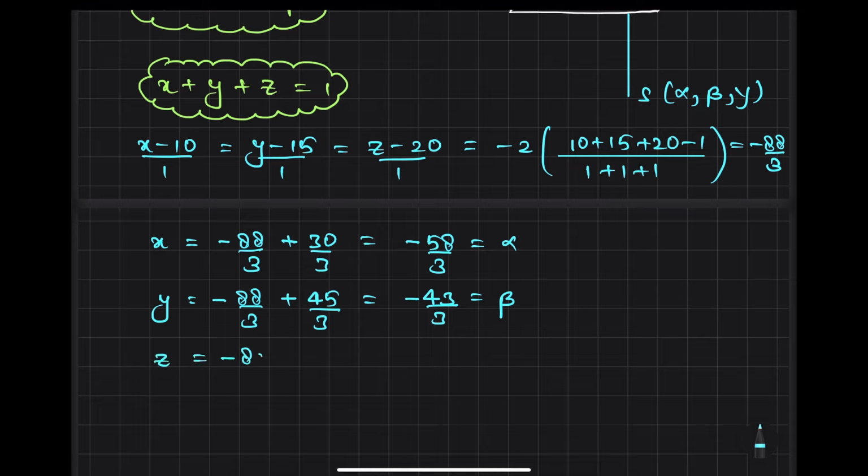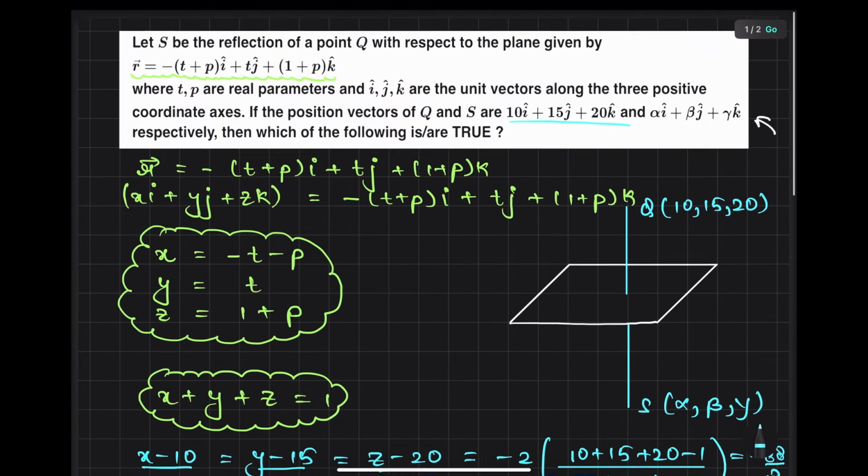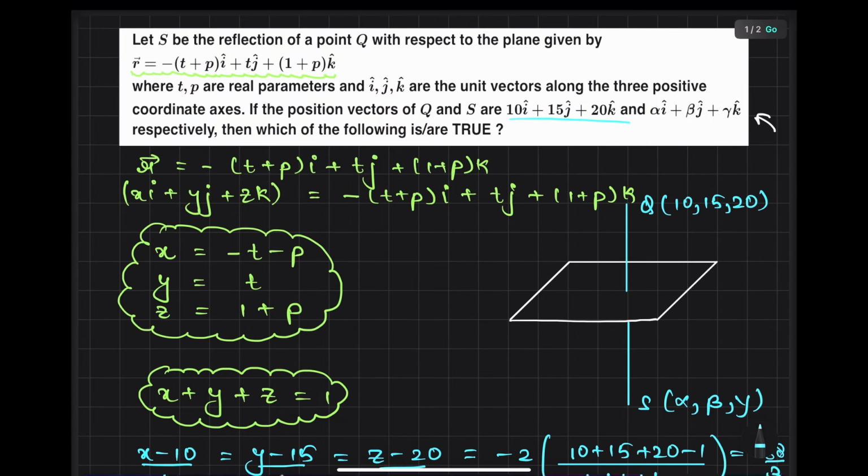Now z. So minus of 88 by 3 plus, this is 20, so it is 60 by 3. So it is minus of 28 by 3, which is gamma. So you guys got the value of alpha, beta, and gamma.